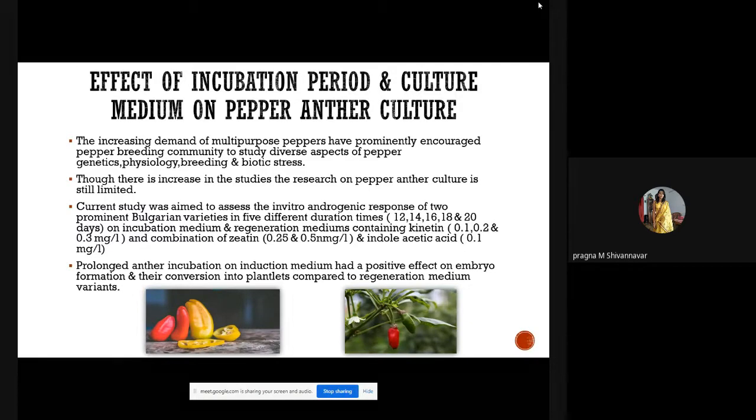Introduction: The increasing demand of multipurpose peppers have prominently encouraged pepper breeding community to study diverse aspects of pepper genetics, physiology, breeding, and biotic stress. This current study was aimed to assess the in vitro androgenic response of two prominent Bulgarian varieties, one is the Strayama variety and the other is the Latin Medal 7 variety, in 5 different duration times, 12, 14, 16, 18 and 20 days on incubation medium and regeneration mediums containing kinetin in different concentrations and combination of zeatin and indole acetic acid.